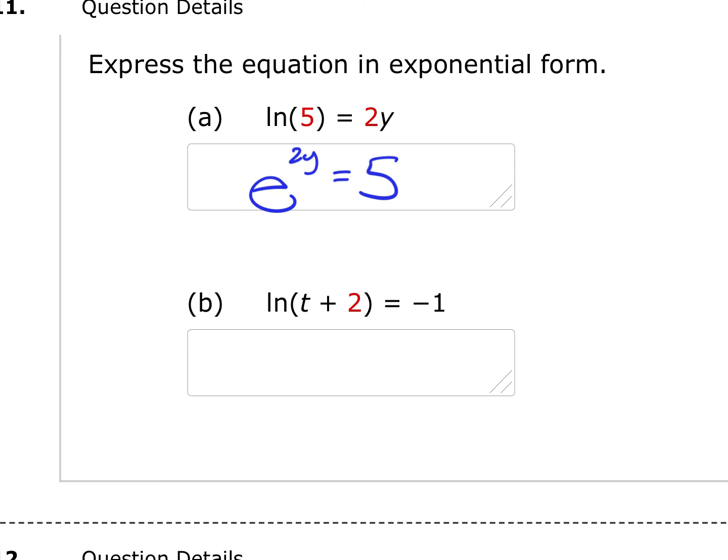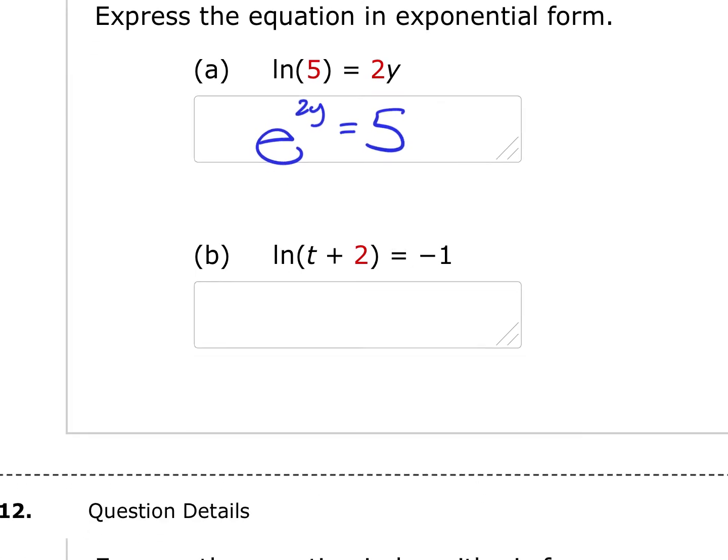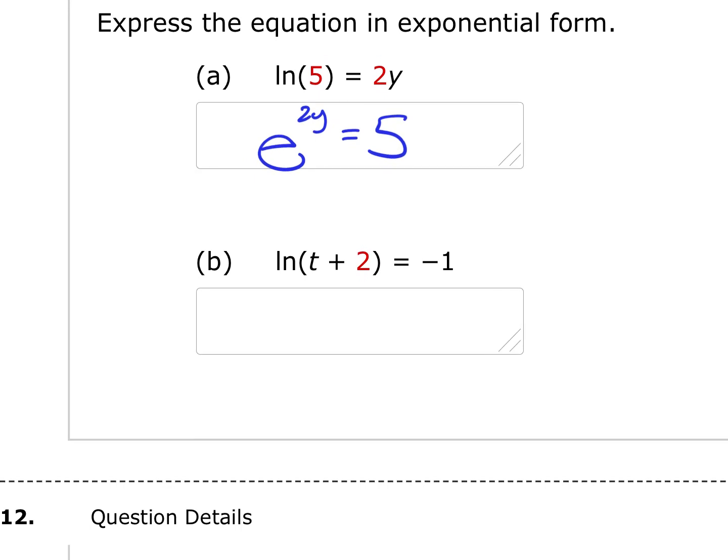ln t. You guys are like, whoa, we didn't do this. Yes, we did. This is very specific. What's the opposite of ln? E. Then what happens with negative 1 and t plus 2? Negative 1 equals t plus 2. Now, what we're going to do later on next week is solve this.